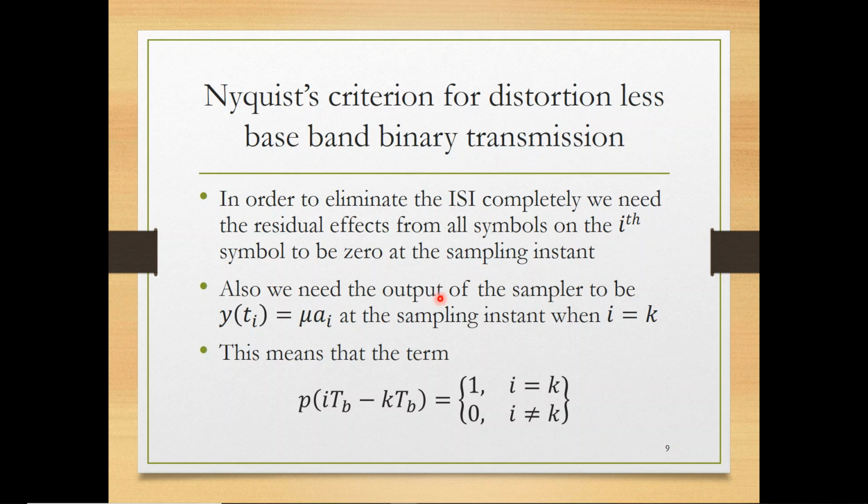Also, we need the output of the sampler to be y(t_i) equal to μ a_i, exactly, without any interference. This means that the term p((i-k)T_b) equals 1, perfect one, when i is equal to k, which is the point at which I want to decode, or 0 when i is not equal to k.